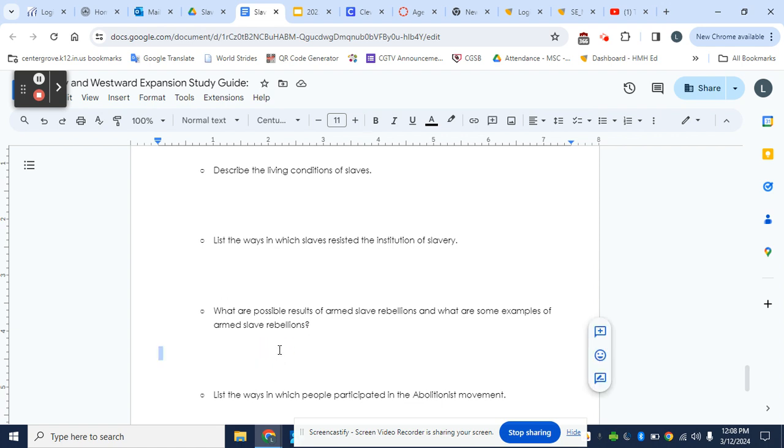Probably the biggest result of armed rebellions like the Stono Rebellion and Nat Turner's Rebellion and the rebellion that Denmark Vesey led, was the plantation owners would create more strict slave codes. Slave codes are laws that were designed to restrict the behavior of slaves. So an example of a slave code would be no more than 2 slaves can be meeting or talking at the same time. Slaves could not have access to or own a weapon of any sort.